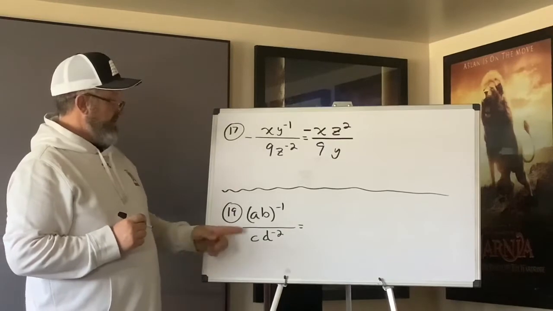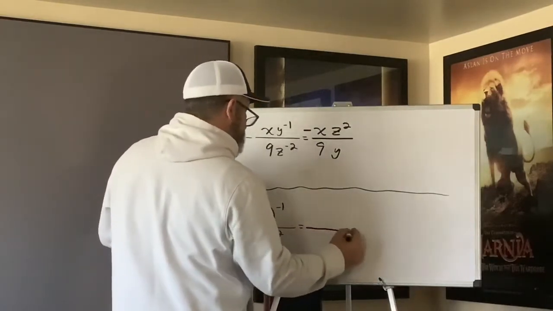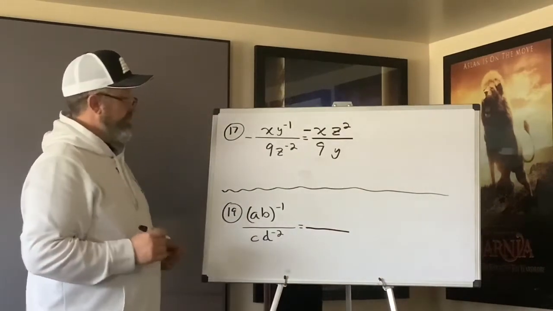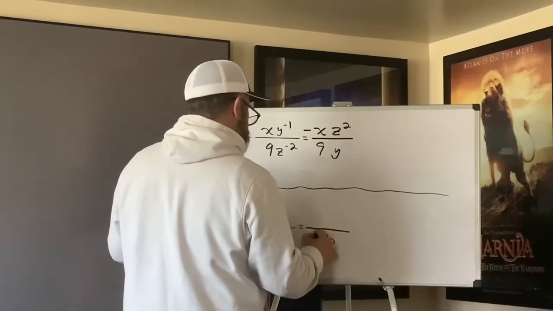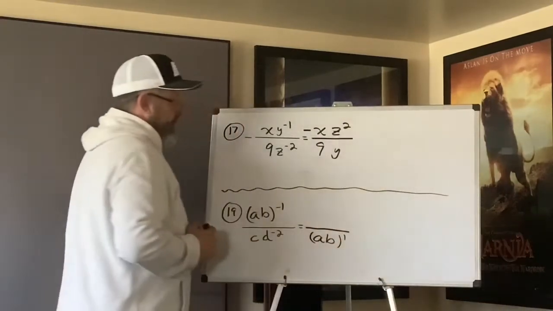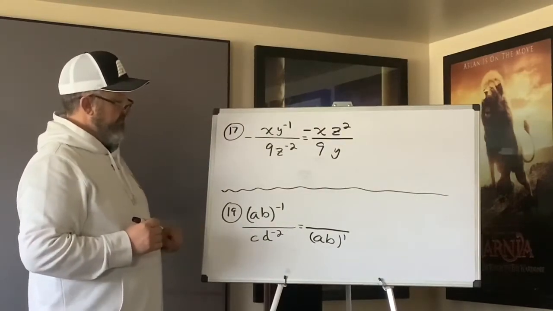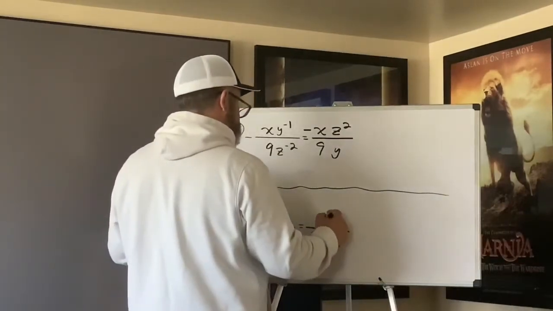All right, now let's look at this one. What is being raised to the negative power on this one? All of it. Okay, so the whole thing goes to the bottom, doesn't it? So it's a, b in parentheses to the 1 power. Okay, and now what's being raised to the negative on this one? D. Just the d, so it just moves up, d squared.